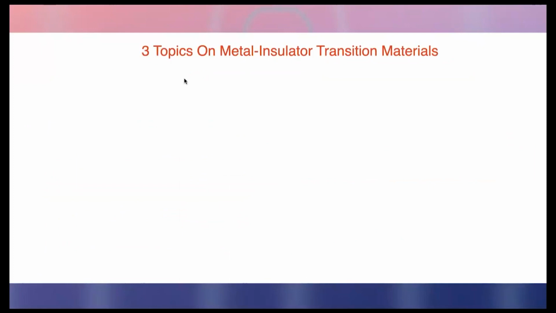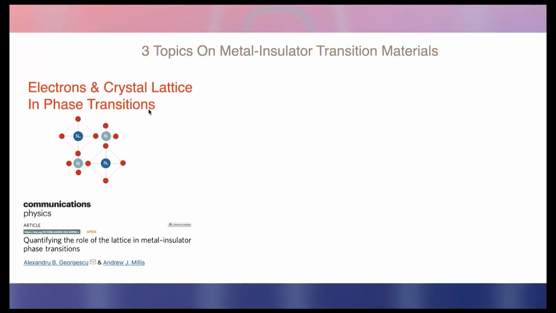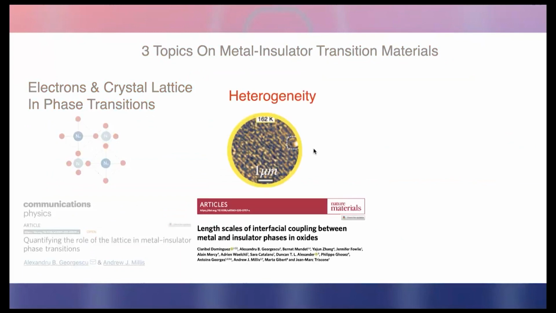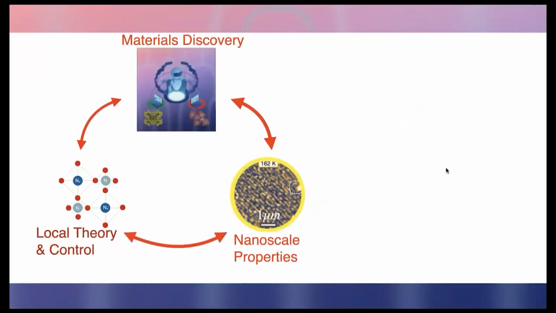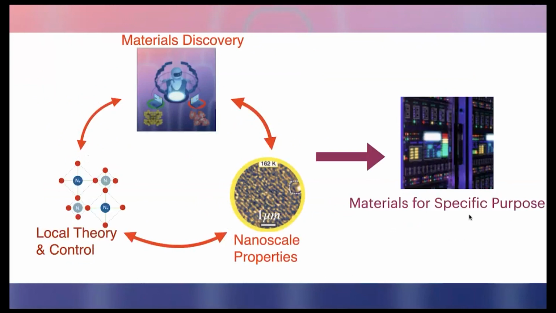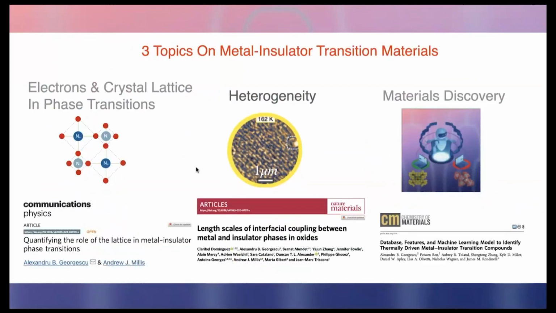All right, so three topics I'll talk about briefly. One is the roles of the electrons and the crystal lattice in phase transitions. One is the heterogeneity of phase transitions. And one is how to use machine learning to hopefully discover new materials. And hopefully all these things can be useful in the future to design materials for a specific purpose. And I should mention, here I'm showing metal insulator transitions, but everything I'm showing is quite general to correlated electron materials with phase change. Okay.